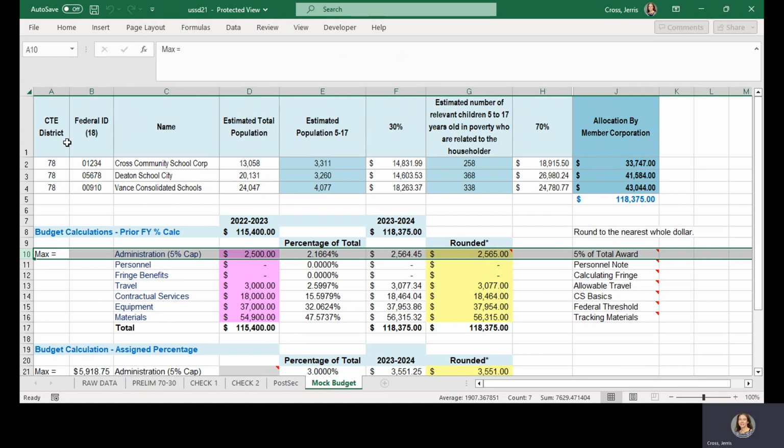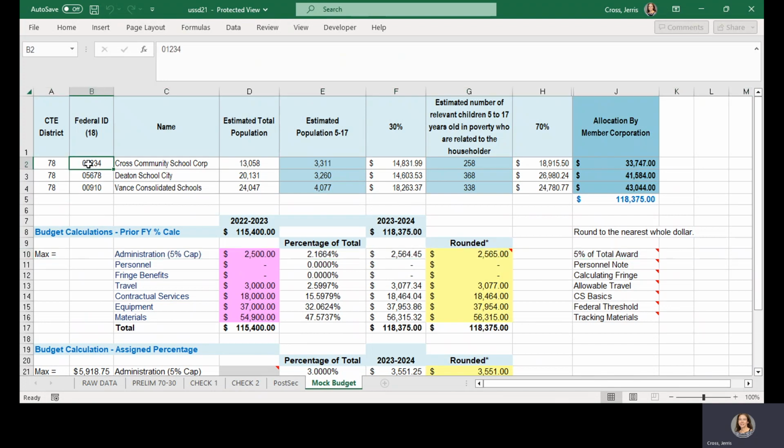So I've made up a district here, and this information is based on one of the actual eligible recipients or CT districts. But I did change the numbers. So I've made up a CT district number. The federal IDs are all made up. The school corporation names are, of course, all made up. But the data itself is real and the calculations are real. So hopefully that will give us a good picture of what we're doing.